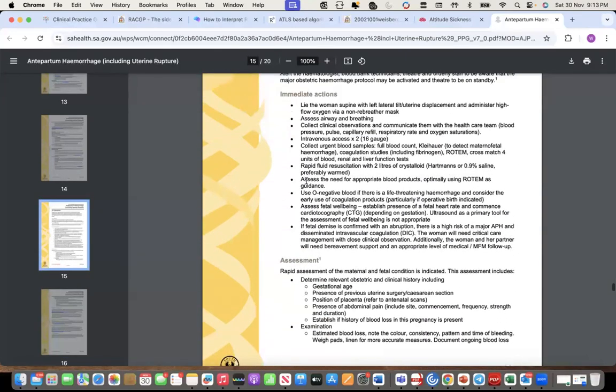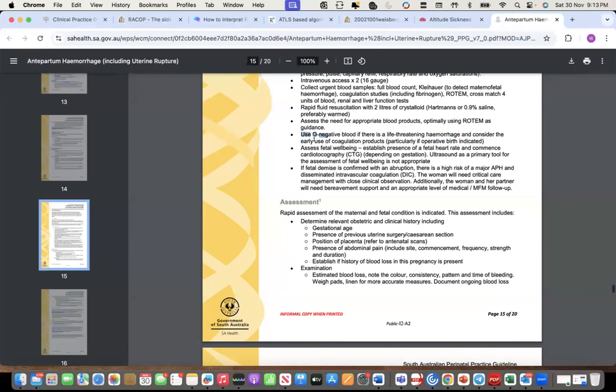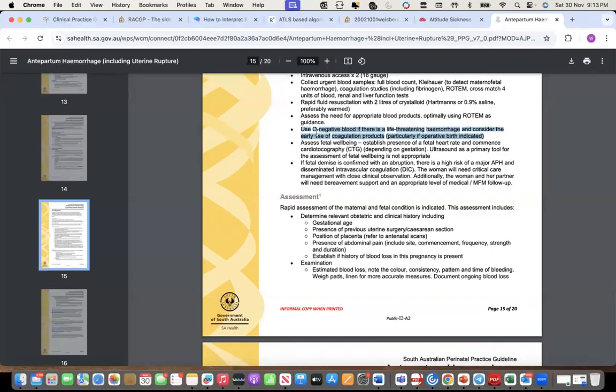And if you can just see here, I'm highlighting here, Dr. Rehan. Life-threatening hemorrhage, consider the early use of coagulation products if the baby is viable, but you have to save the mother. You can start with the O negative blood.